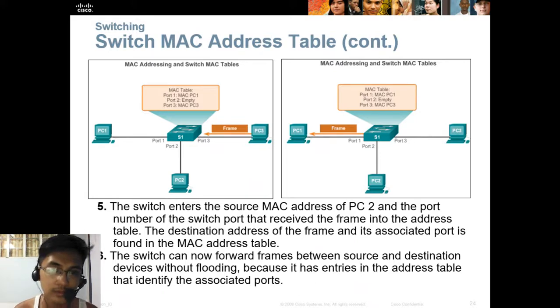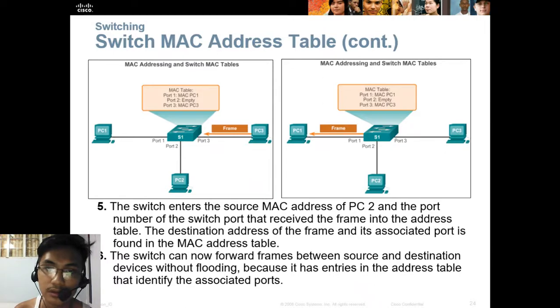The fifth step is that the switch enters the source MAC address of PC2 and the port number of the switch port that received the frame into the address table. The destination address of the frame is then found in the MAC address table with its associated port. The switch can now forward frames between the source and destination devices without flooding, because it has entries in the address table and identifies the associated ports.